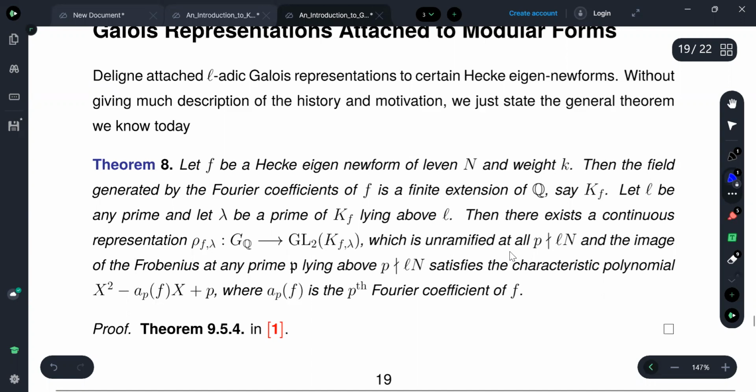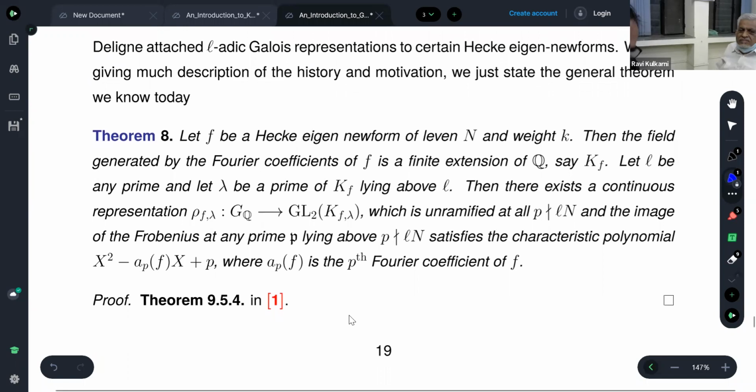And this representation is unramified at all primes not dividing L times n, where n is the level of the newform. And the image of the Frobenius at any prime script P lying above p, which is not dividing L times n, satisfies this characteristic polynomial x squared minus a_p(f) x plus p, where a_p(f) is the pth Fourier coefficient of f.